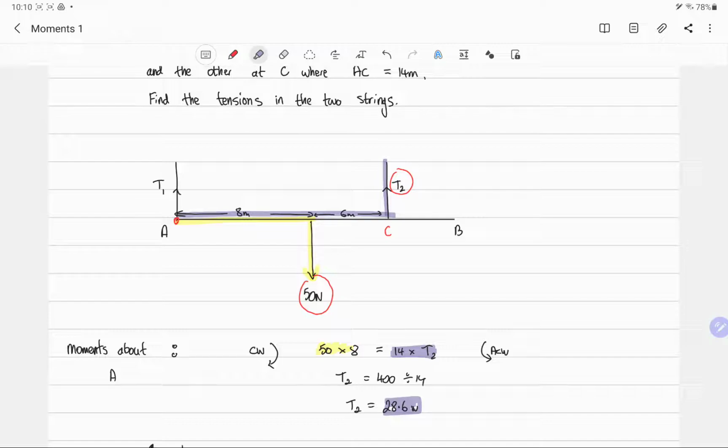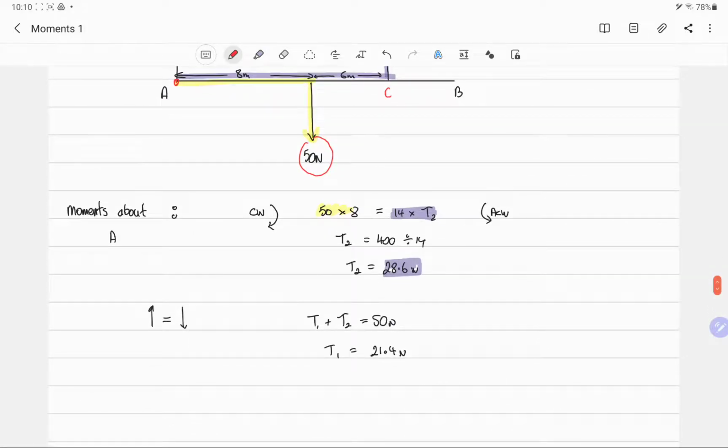And as before, the upwards forces and the downward forces should equal. So T1 plus T2 should equal 50 newtons. Because we know this value of T2, subtract it from 50, and we get our value of T1.